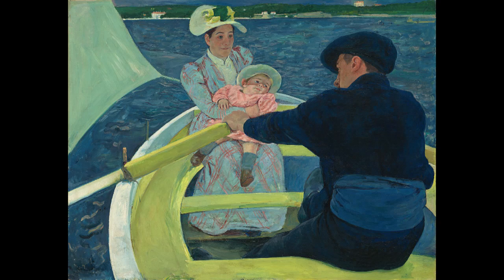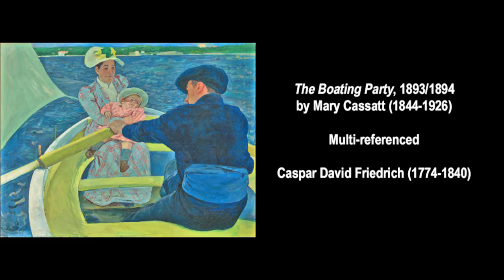This is part 2 of my art analysis of the painting The Boating Party by Mary Cassatt. In part 1, I showed some examples of where I believe that Mary Cassatt multi-referenced the artist Pierre-Auguste Renoir in The Boating Party. Artists would often multi-reference more than one artist, and in The Boating Party, Mary Cassatt also multi-referenced the artist Caspar Friedrich, which I will show you some examples here in part 2.